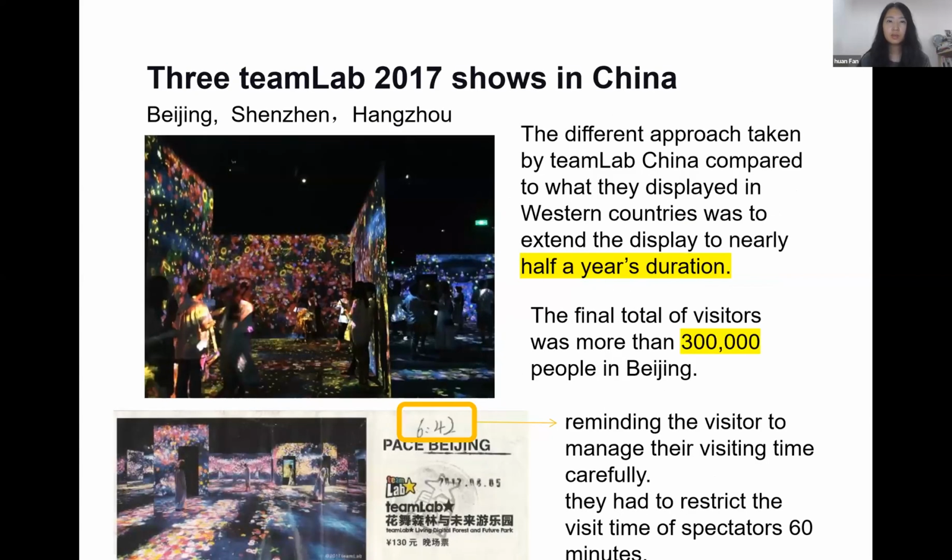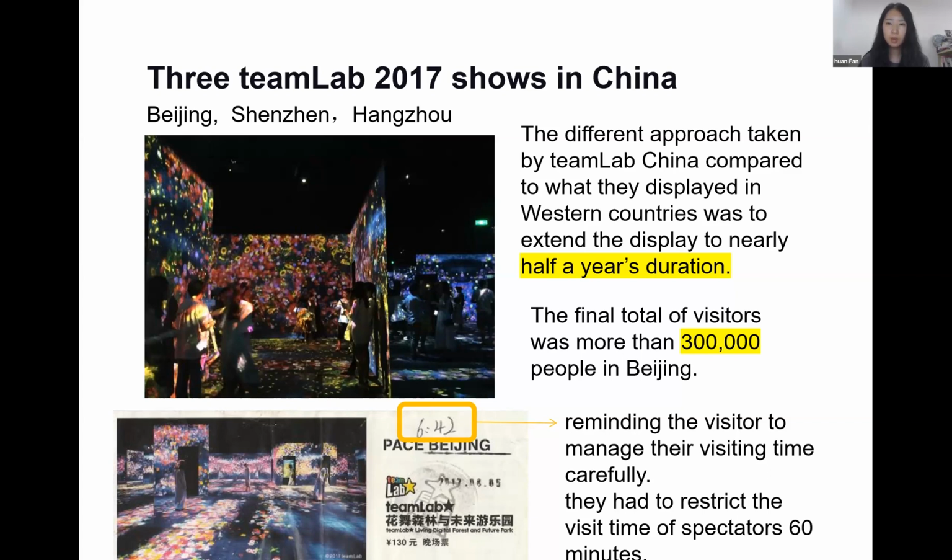For the first part, before COVID-19, there are three teamLab shows in China. One is in the capital city, Beijing. The others are in the southern city, Shenzhen, and the eastern city, Hangzhou. These three shows made them well known in China.